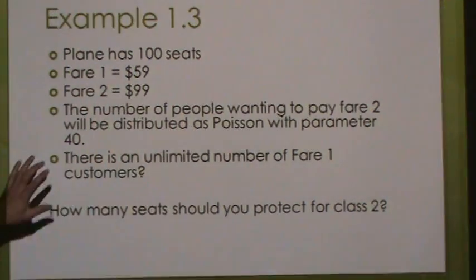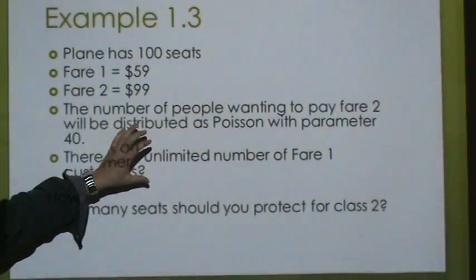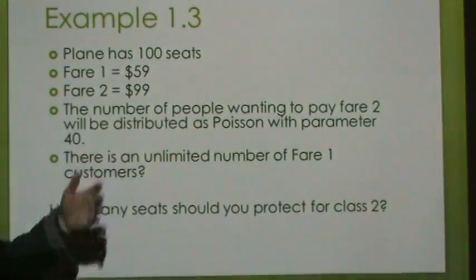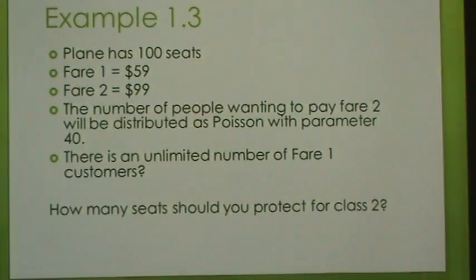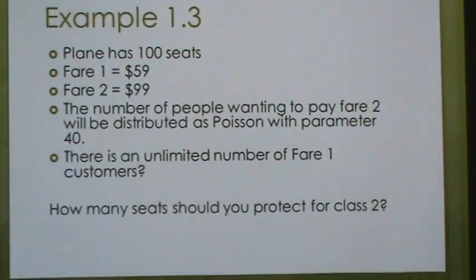Well, right off the bat, this is a little unrealistic, because if we were running an airline and there was an unlimited number of people who pay fare 1, we'd raise fare 1, right? Correct. Because there's tons of it. It's obviously too low because everyone keeps showing up. So the question then becomes, in this case, how many would we protect? So how do we do this?